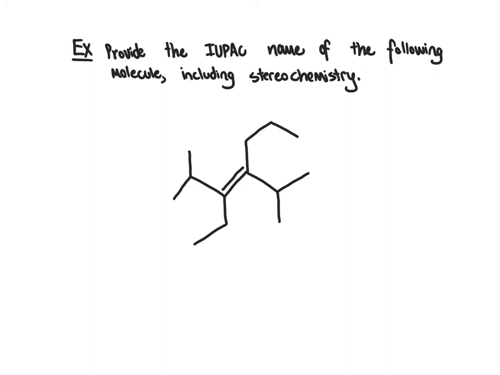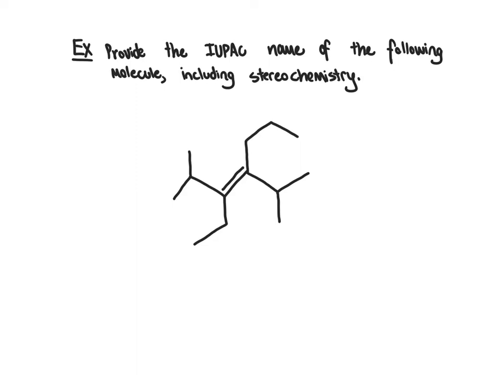All right, so let's take a look at this example problem. First things first, we're going to come up with the IUPAC name for this molecule, and then we're going to designate stereochemistry since the directions here say to include stereochemistry in the name. When we're specifying cis-trans stereochemistry, we'll put it at the very front of the name, and we'll use a hyphen to separate the term cis or the term trans from the rest of the name.